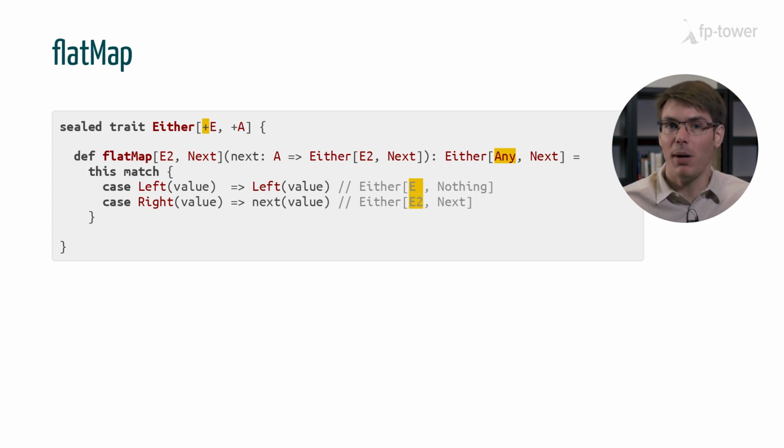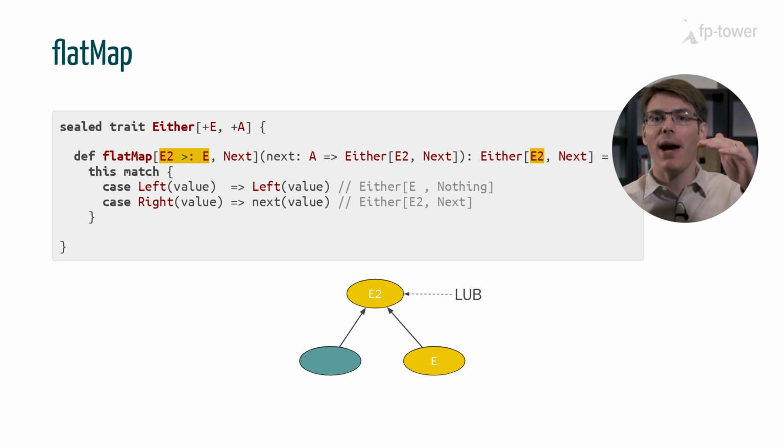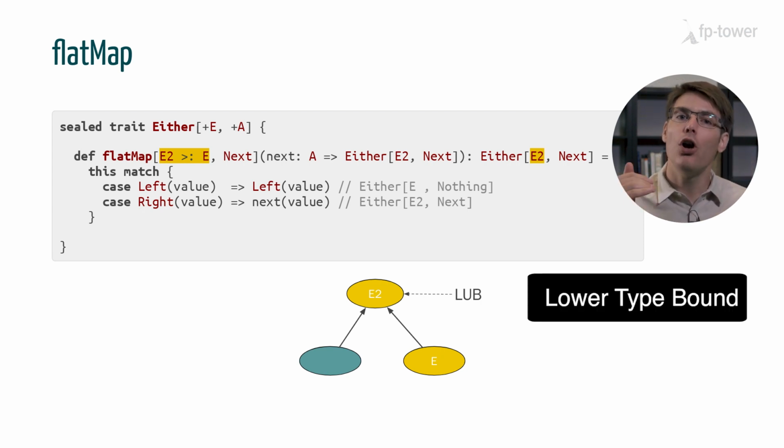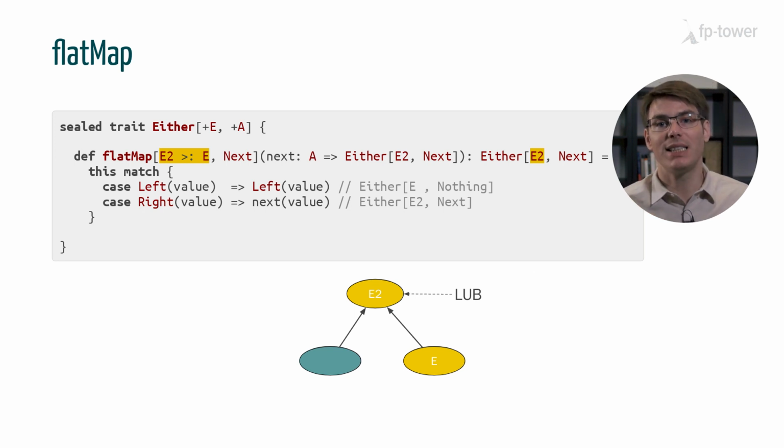We are losing information. Here, I would like to show you a trick used throughout the Scala standard library to solve this problem. We can add a type constraint to E2, which says that E2 must be a parent of E. It's also called a lower type bound. The benefit of this approach is that we can return a more precise type, because now we know that the least upper bound of E and E2 is E2. However, you might think that we are cheating here, because we don't want to constrain flatMap to working only with errors that are subtypes of one another.